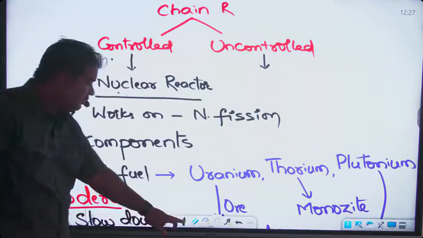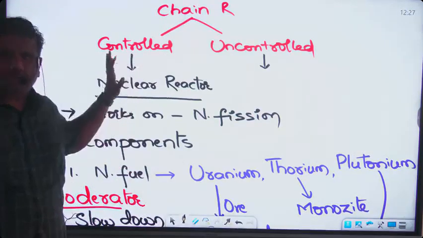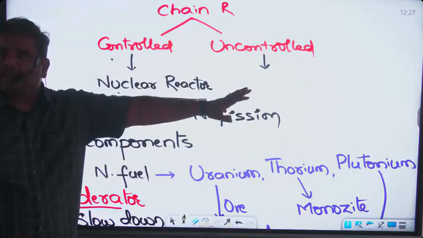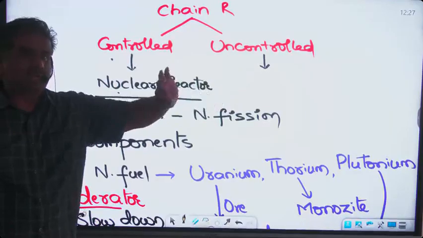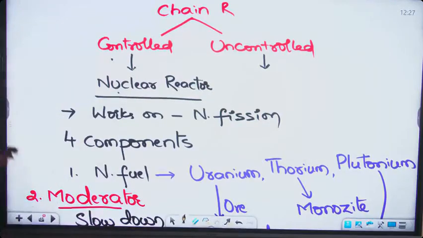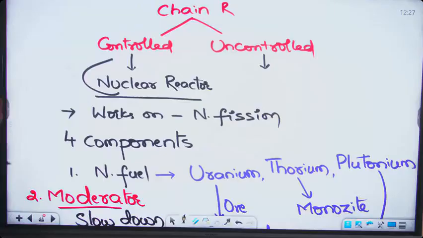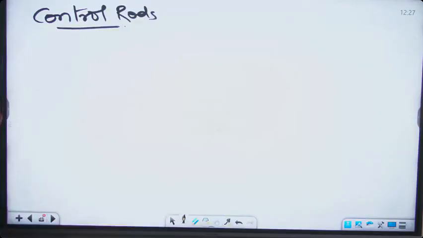Now what is the difference between controlled and uncontrolled? Controlled means it is in our hands. We can stop it anytime, we can start it anytime. But once an uncontrolled chain reaction starts, no one can stop it. So a nuclear reactor is an example of a controlled chain reaction, which means we can start or stop it whenever we want. How can we stop the reactor? If neutrons are not available, will fission happen? Fission will not happen, and then automatically the nuclear reactor stops.